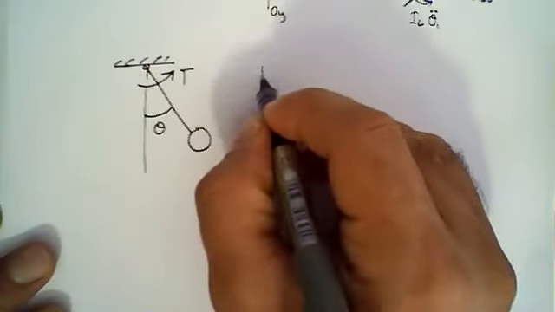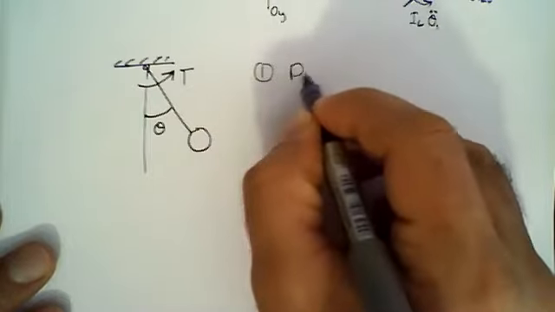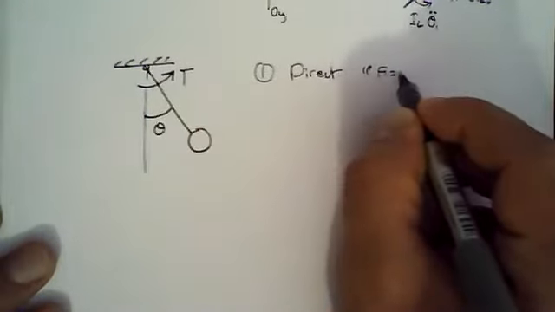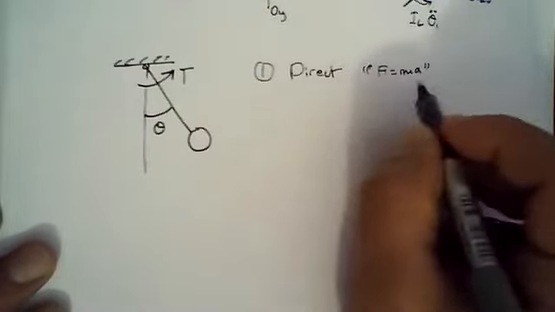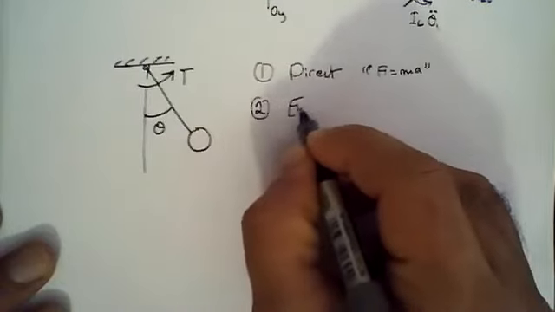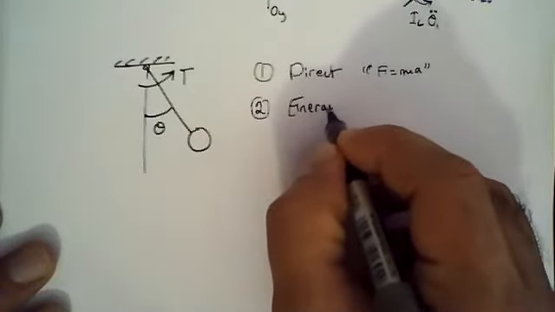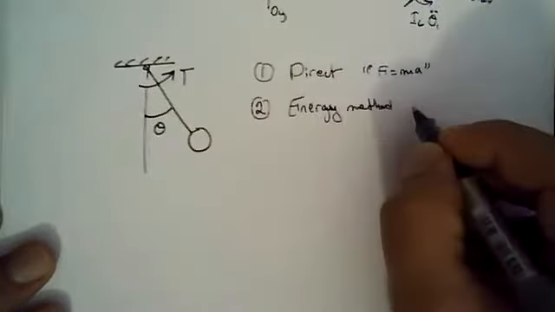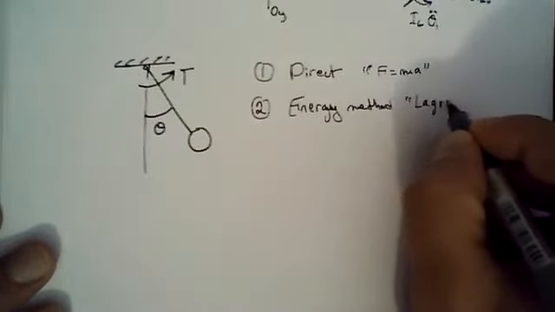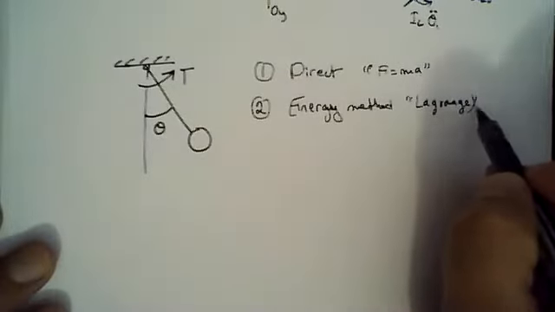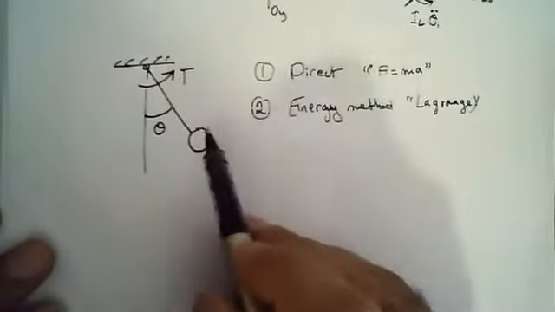The first is the direct method, which is basically F equals MA. We're going to apply that in its most basic element. And number two, we're going to use the energy method, which is based on Lagrange. So this is Newton, and this is Lagrange. Okay, so how do we do that?